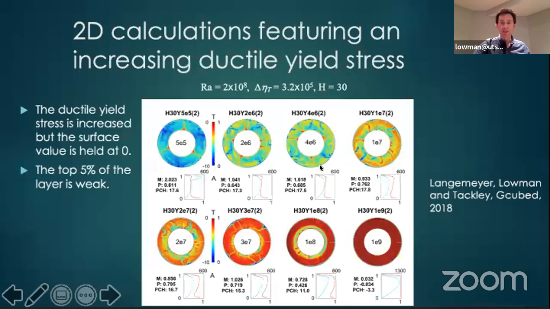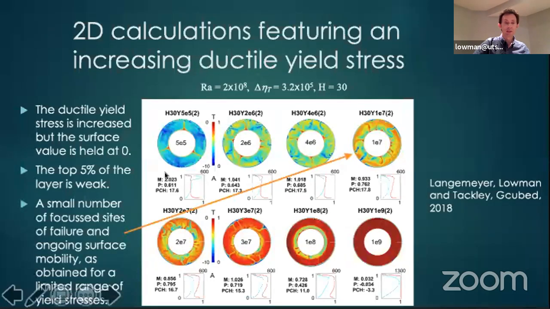The lower yield stress values result in numerous failure locations at the surface. Higher yield stress values result in episodic failure, for example, in this case marked 1 times 10 to the 8. And then eventually in the highest yield stress cases, 1 times 10 to the 9, we recover a stagnant lid solution for the convection. Now the orange arrow here indicates an example of an intermediate case that features a small number of focused sites of failure and ongoing surface mobility, as obtained for a limited range of yield stresses.